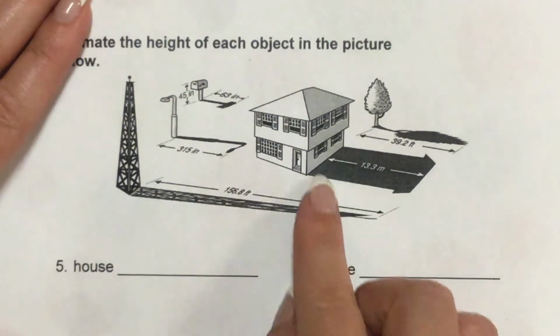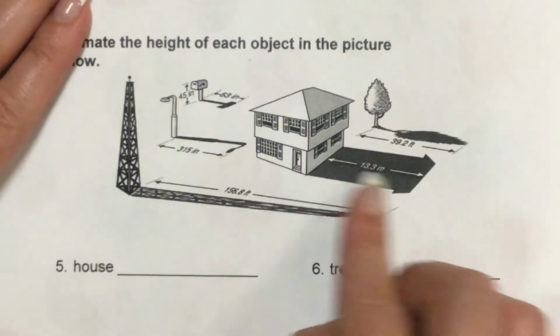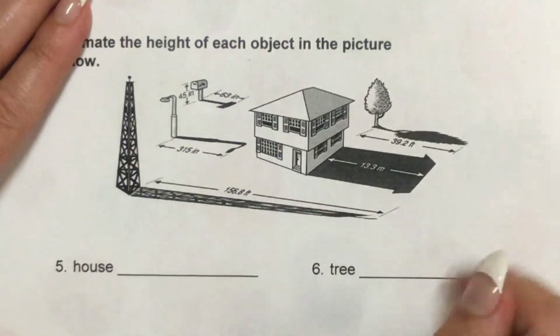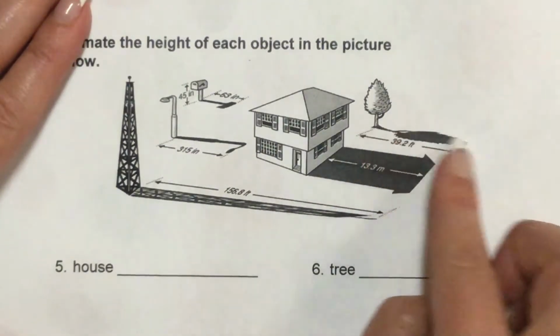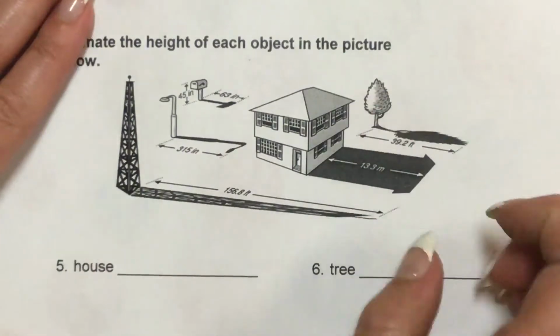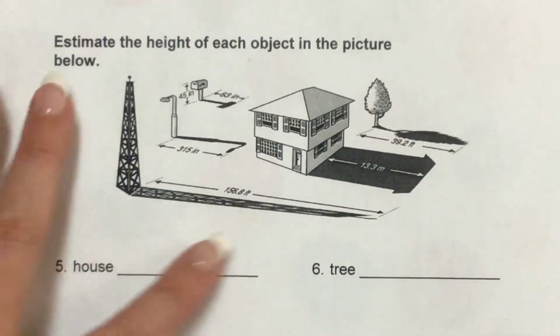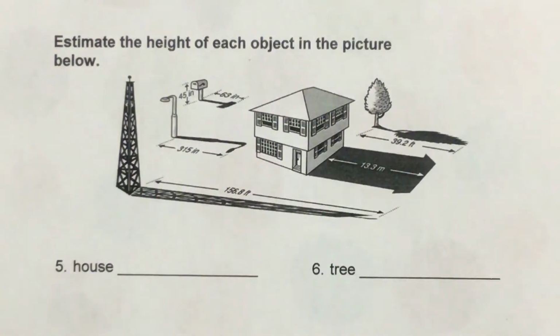Let's look over here. We have a house. We have the height of the shadow of the house, but not the height of the house. And then we have the length of the shadow, but not the height of the tree. So what we're going to be doing is these are all similar triangles because it's dealing with the way that the sun is hitting all of these figures at the same exact time.